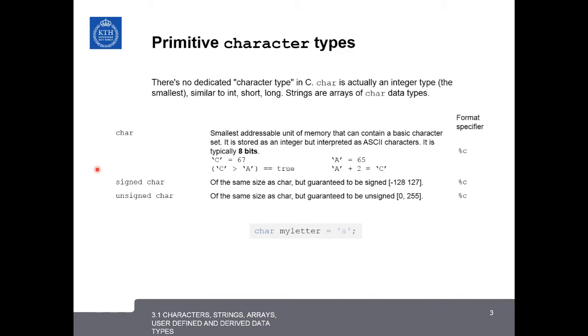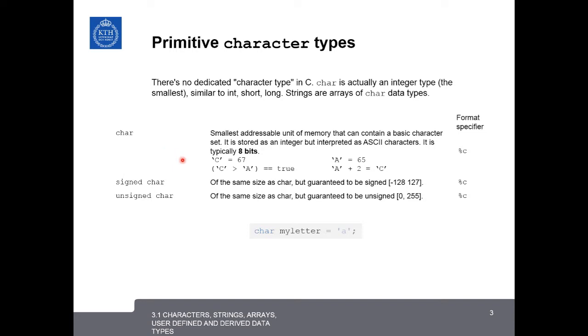Characters in C are not actually implemented as characters, but rather as an integer data type. In fact, it's the smallest integer type, but otherwise it's similar to an int, short, or long. Strings are arrays of char data types. A char is the smallest addressable unit of memory that can contain a basic character set. It's stored as an integer but interpreted by the compiler as an ASCII character. It's typically 8 bits long.